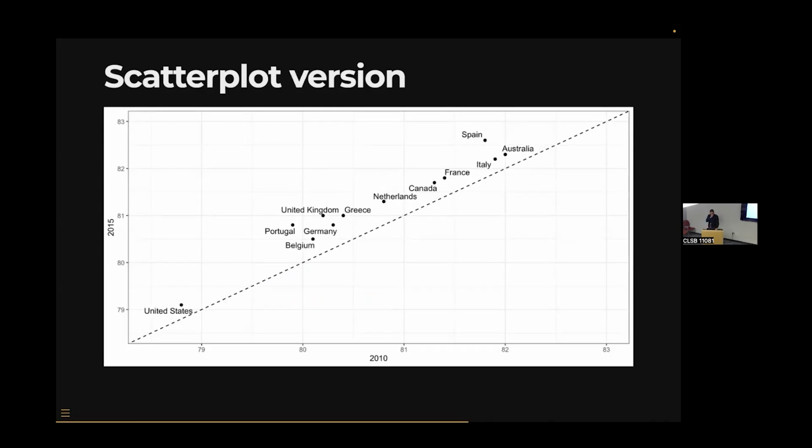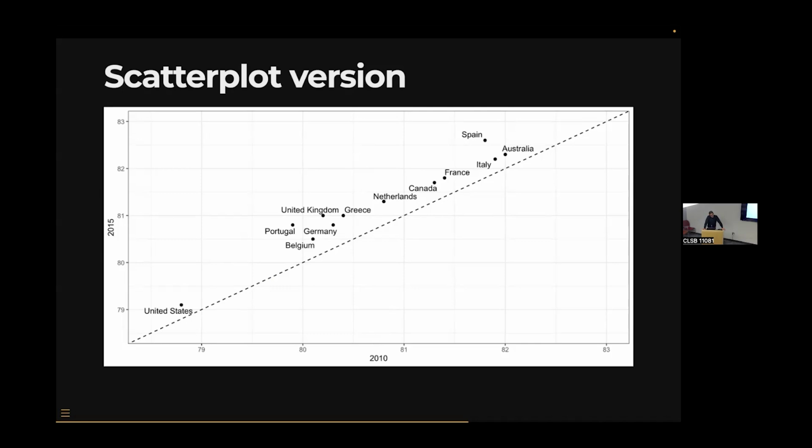Now, here's the scatter plot version, so it's a little bit harder to see which ones got better. Right? They're all above the line, so they all got a little better. But the distance to that line is what tells you how much better they got. And that's like tilt your head and kind of squint, so it's not as good. But this brings me to my next plot. This one is actually in genomics in particular.